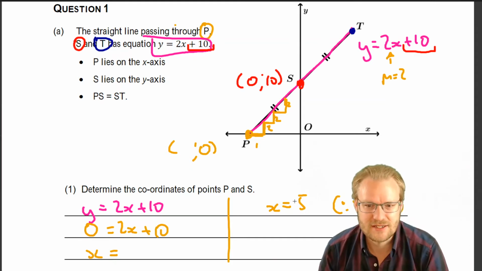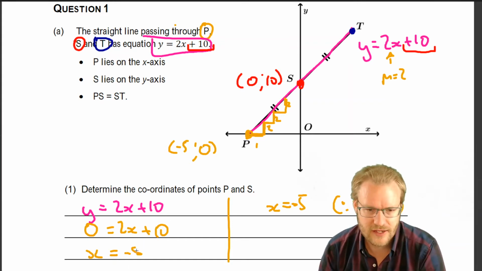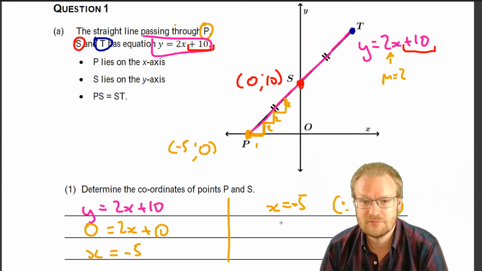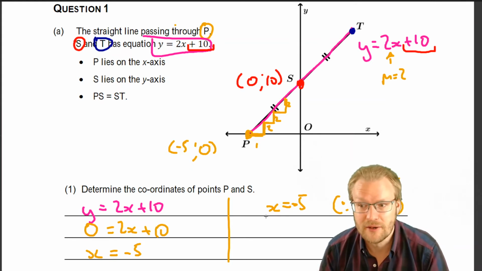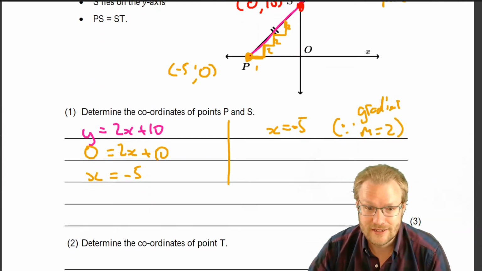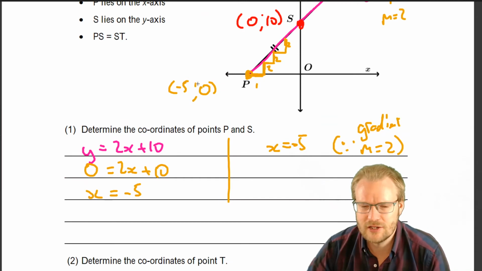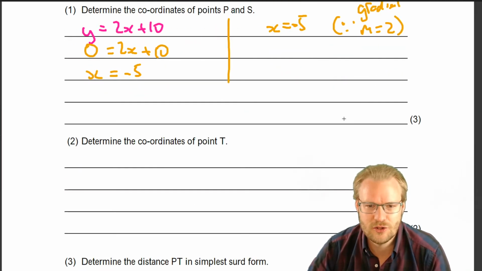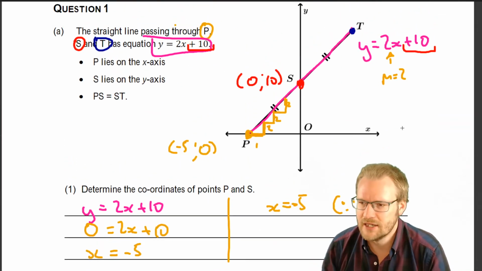So remember that x isn't 5, x should indeed be negative 5 because it's down here. Okay, so either way is valid. I must say I like the beauty of this second way, and that's it. Okay, so we find out what that value is. Determine the coordinates of point T.